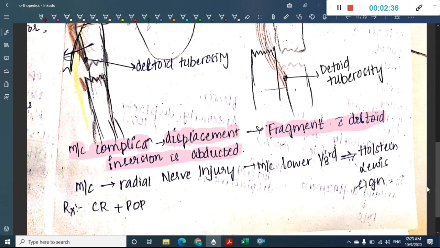Next, what is the most common nerve injured here? The most common nerve injured in shaft of humerus is radial nerve. And where is this radial nerve injury most common? It is most common in lower 1/3. And what is this sign called as? This is called as Holstein-Lewis sign. Okay, what is the treatment of choice in this case? In this case, the treatment of choice is closed reduction and POP application, plaster of Paris application.